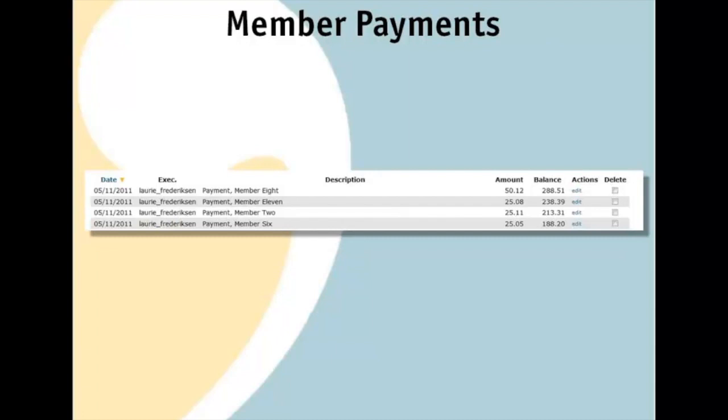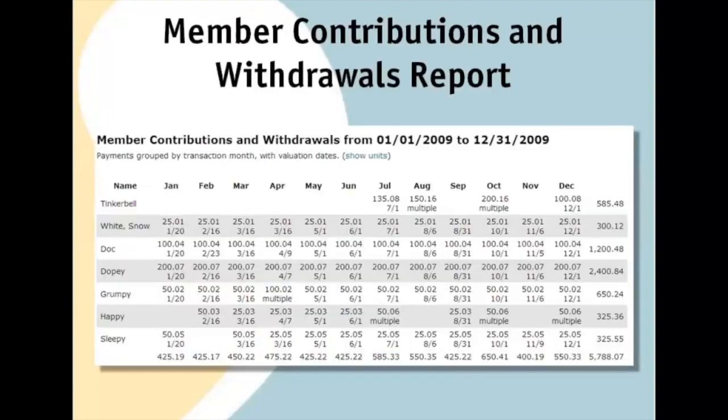After you accept the information in the payment form, you'll see you no longer have unidentified credits. Your payment entries have all been made. If you'd like to see the member contributions that have been recorded during the year, there is a summary report you can find on the Accounting Reports page, which lists them by month. It's called the Member Contributions and Withdrawals Report.